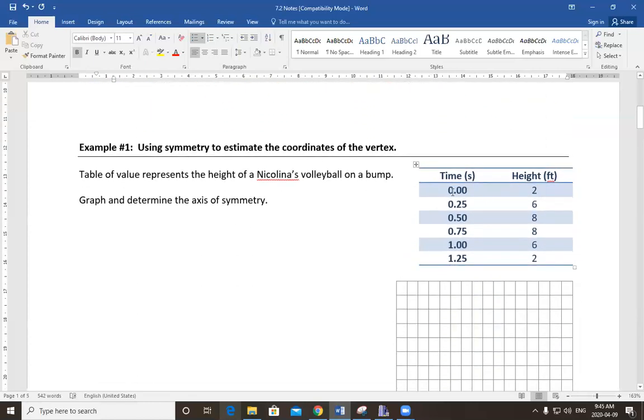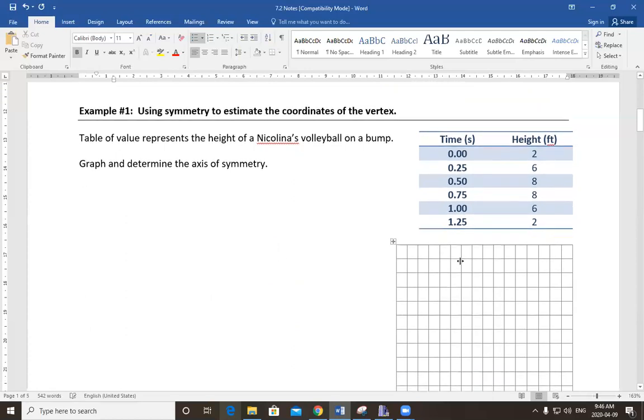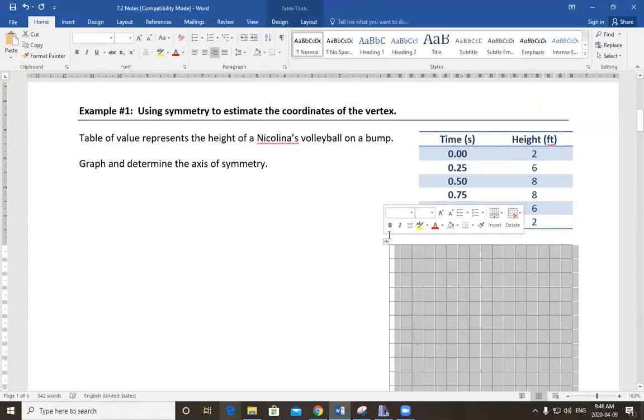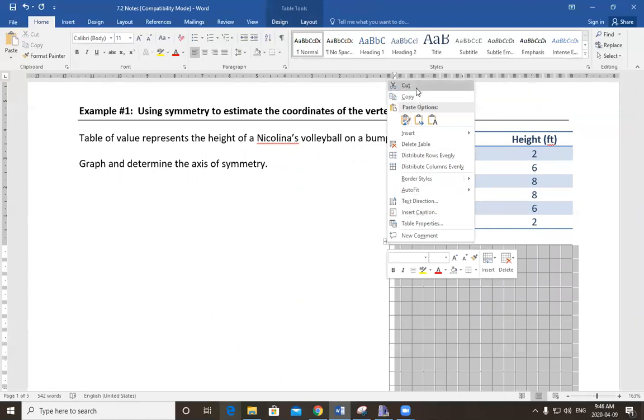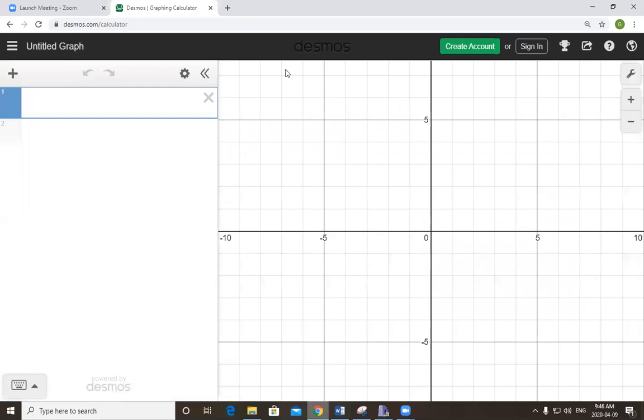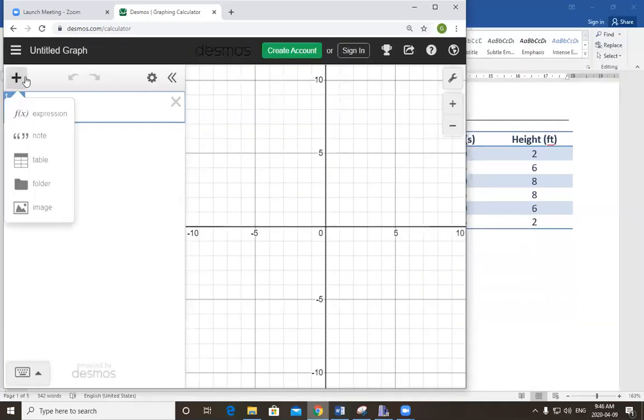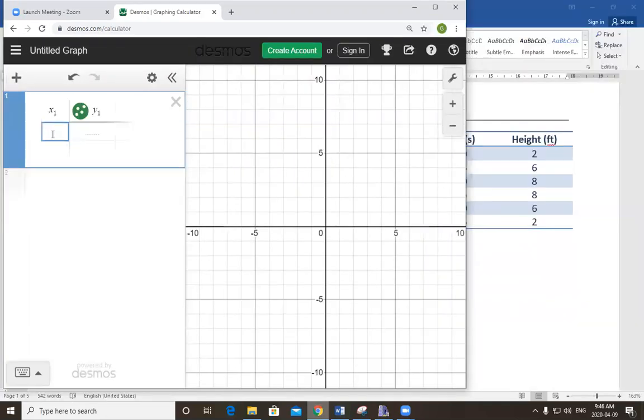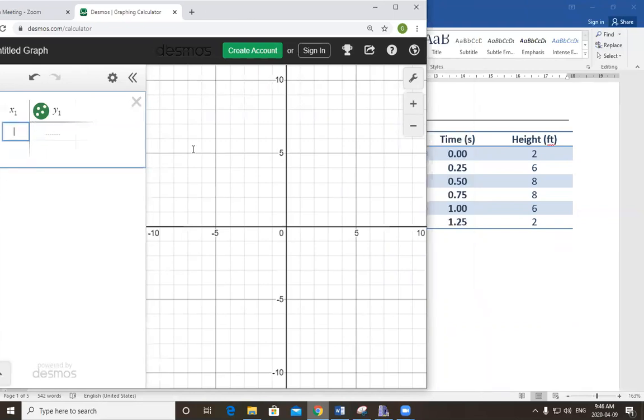Okay, so one thing we can do is graph some data instead of graphing an equation. So we have some data. The time would be the independent variable, so the time would be the x, and the height would be the y. And we could get a graph of this. So I will delete that. We will go into Desmos, and we can insert a table, and we will write out the x values, 0, 0.25, 0.5, 0.75, and so on.